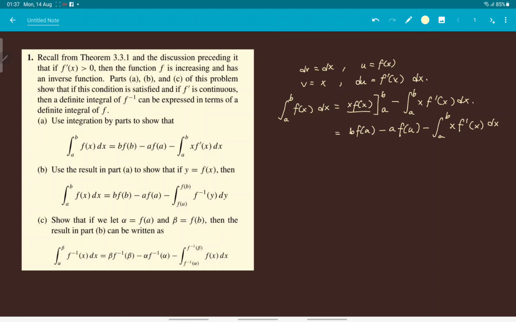Now we are going to look at part B. That was question A, and now we are going to look at question B. Use the result in part A to show that if y equals f(x), then the statement is true. Now, if you look at this equation carefully, the right hand side remains, and this expression will be changed. Now how do we change this?